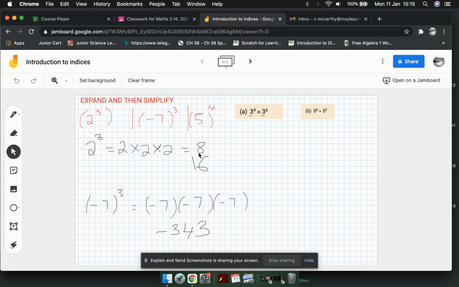Well, I can use indices to make life easy for myself when I'm dealing with big population numbers. So what I could do is represent that as an indice. That would be 2 to the power of 4, and expanded, that would be 2 by 2 by 2 by 2, which will give you 16. And that's very useful for me when I'm dealing with big population numbers.